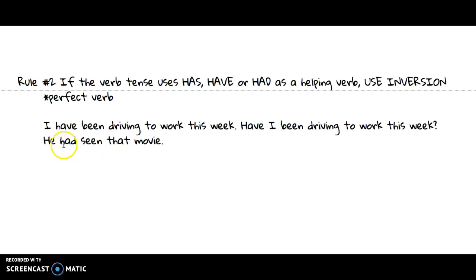In my second example, here's my verb tense. My verb is had seen. So see is my main verb, and had is my helping verb. I have had in the helping verb position, so I will use inversion. Had he seen that movie?